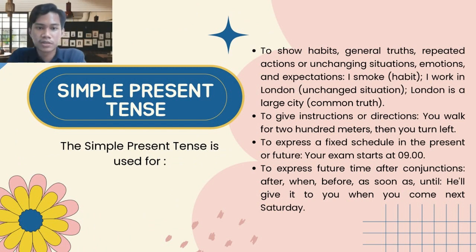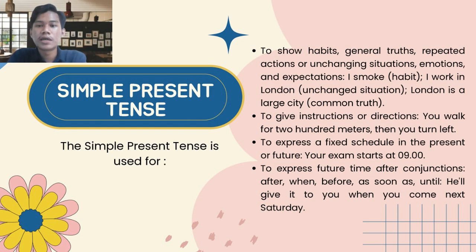The simple present tense is used to show habits, general truths, repeated actions or unchanging situations, emotion, and expectation. As examples: I smoke, habit. I work in London, unchanging situation. London is a large city, common truth. Secondly, to give instructions or directions: you walk for 200 meters, then you turn left.